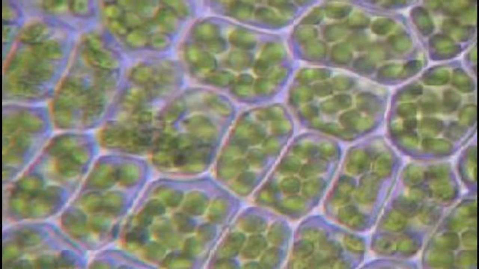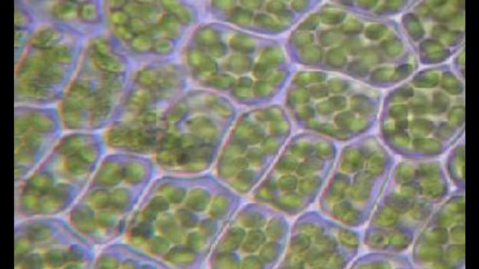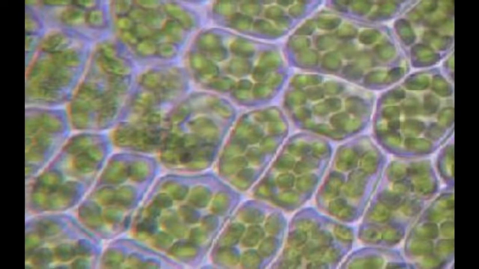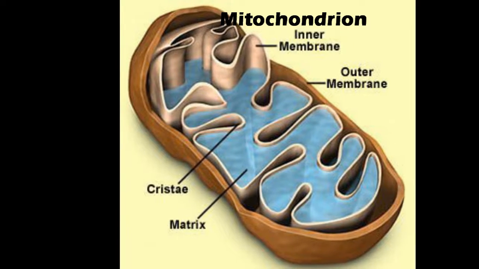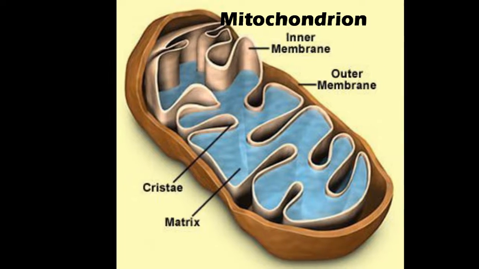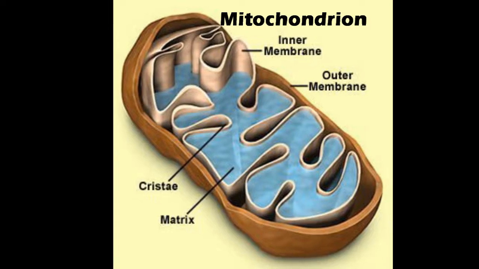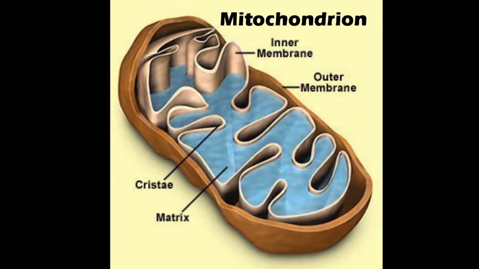Here are some chloroplasts as seen under a microscope. The little round green things are chloroplasts. Cells also use mitochondria. This mitochondria in here is used to turn food into energy. Notice all the folds that allow for more surface area for more energy to be produced.